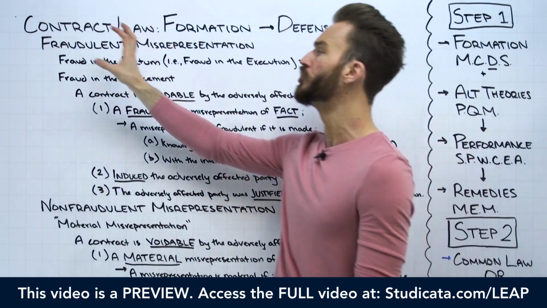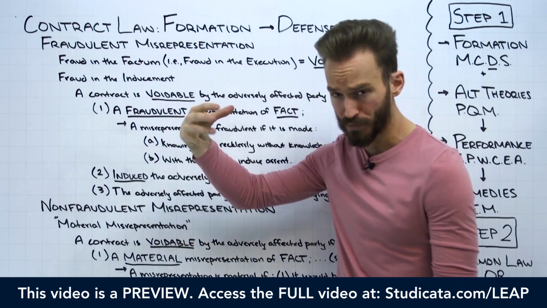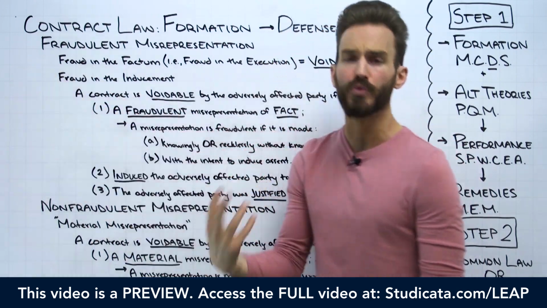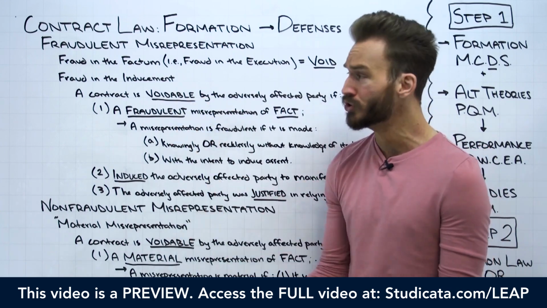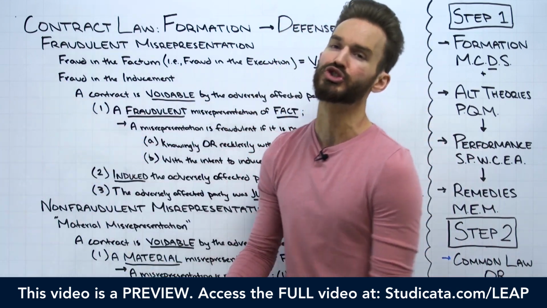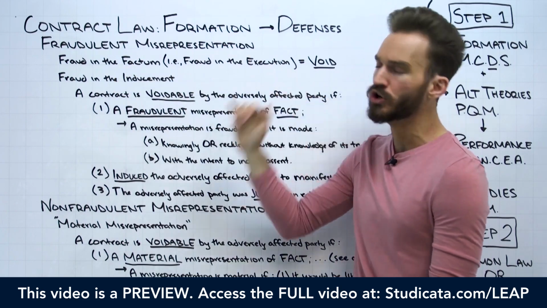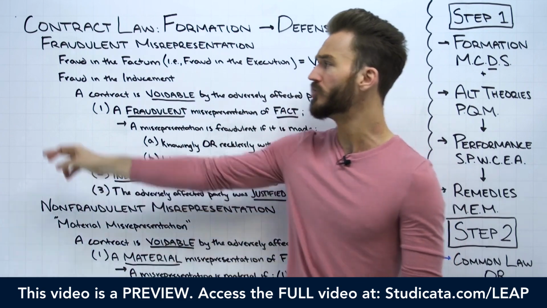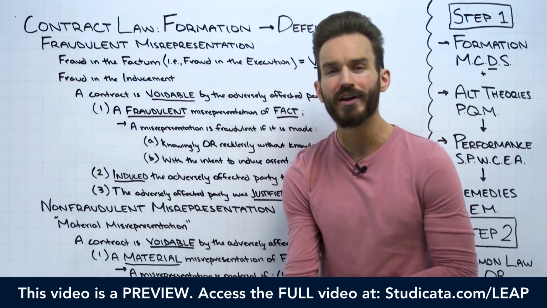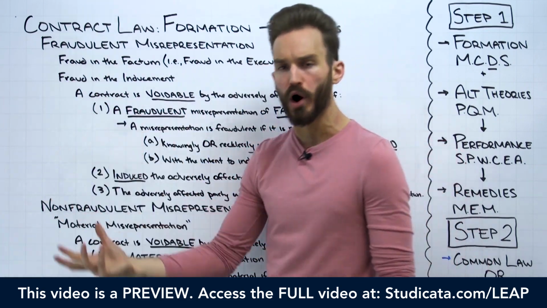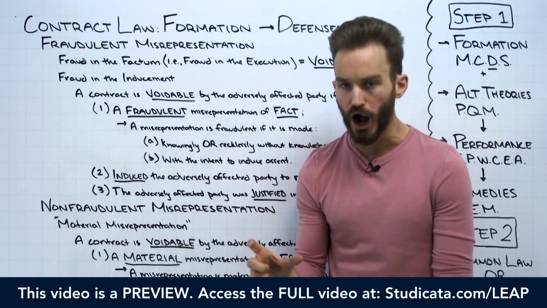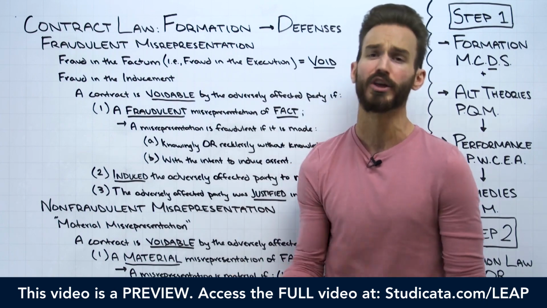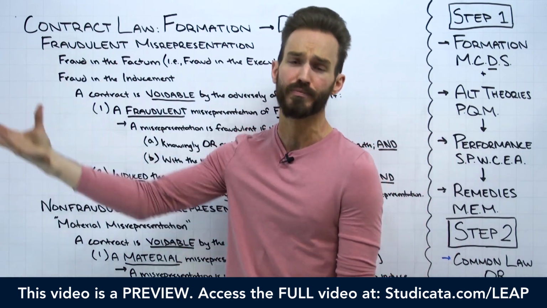Here, we're going to have two types of misrepresentation that we want to think about. We have fraud in the factum, otherwise known as fraud in the execution, and we have fraud in the inducement. Fraud in the execution is really easy to see on a contract law fact pattern. This is usually going to be where a party is tricking another party into signing a contract. Usually this is done with some sort of innocuous document. Someone comes up to the other party.